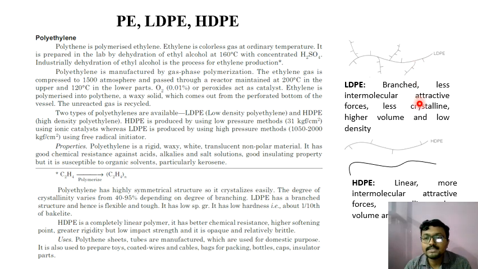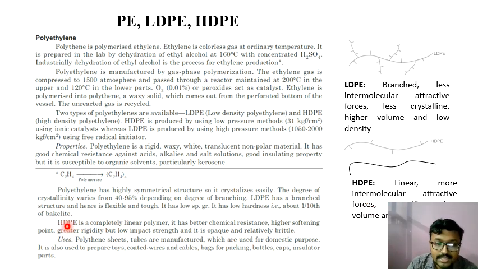Then it will form a less dense, higher volume polymer, that is called low density polyethylene. When polyethylene is forming a linear chain, two branches, two polymer units, can come close to each other. So it is forming a high density and less volume polymer. So this is the difference.